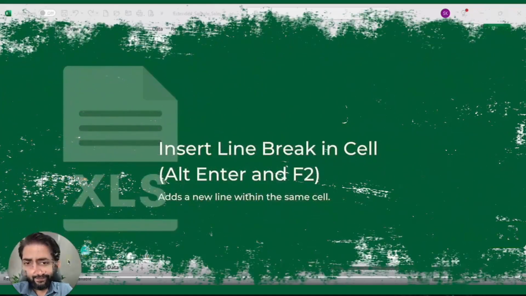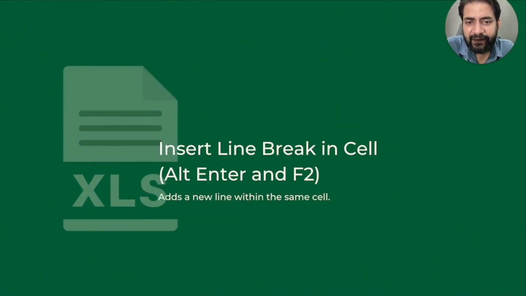That's all. Inserting a line break in a cell is Alt Enter, and F2 has a different purpose. I'll show that to you. What we are going to learn is to add a new line within the same cell. So let's say in a cell you have a small sentence or 2 lines of sentence or 2 different words that you want to be shown in different lines. How would you do that? That is exactly what we are going to see here.